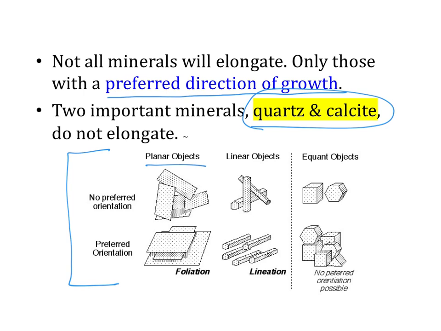So if you have a bunch of planar or sheet-shaped minerals, they're going to easily line up in this way. And if you have a bunch of little tube-shaped or linear minerals, they're also going to show foliation pretty easily. But quartz and calcite have a more equant shape when they grow naturally, and so they don't develop that preferred direction of growth, and so they do not show foliation no matter what kind of pressure they experience during metamorphism.